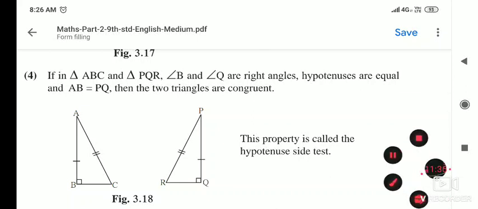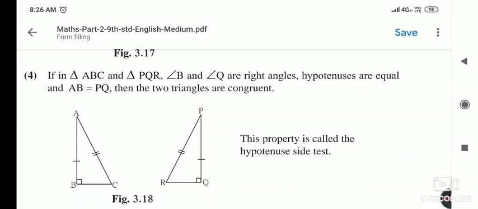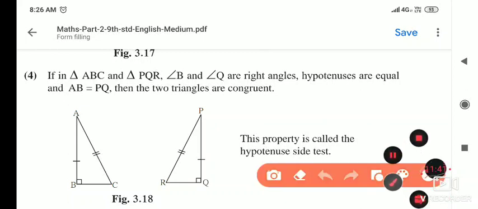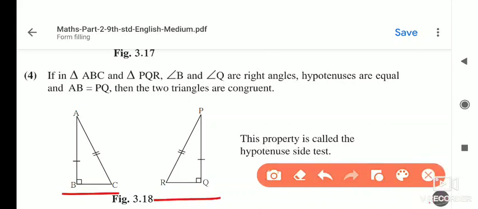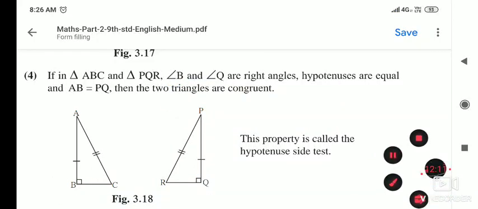Now if you see here in the picture, here it is triangle ABC and here it is triangle PQR. In these two triangles, B and Q are right angles. This is the sign of a right angle, and here it is given. Right angles means each measure is equal to how many degrees? 90 degrees.